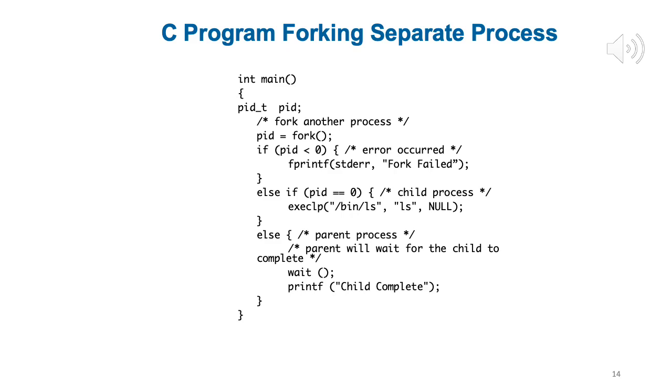Now else if PID is equal to 0. Note that from PID equals fork onwards, both processes, parent and child, are running and executing the same code. They are running concurrently. Maybe the parent is running on one CPU and the child on another CPU. PID will return different values to the parent and child.